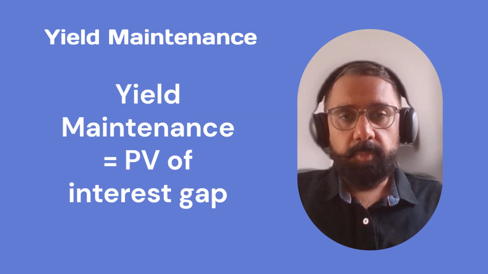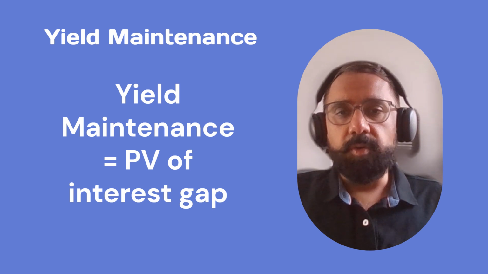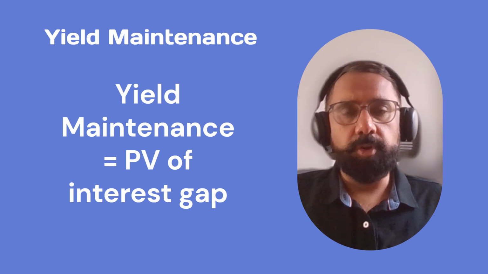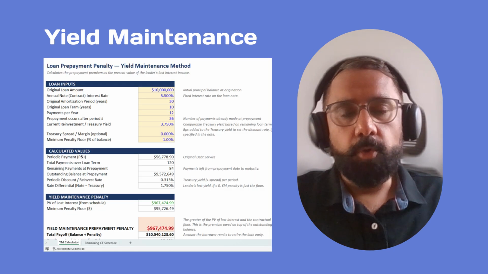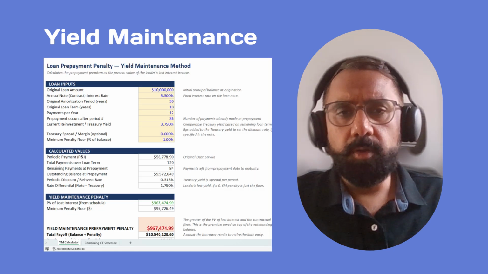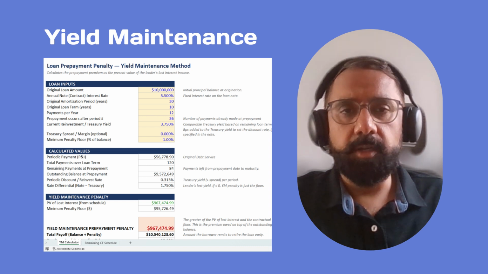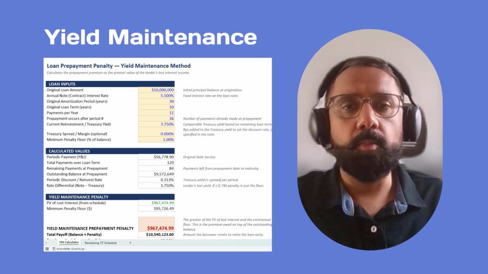It charges a prepayment penalty equal to the difference between what the lender expected to earn and what they can actually earn now through treasuries. In this video, I'm going to walk you through a simple yield maintenance prepayment calculator and show exactly how the penalty is computed step by step using an Excel model.